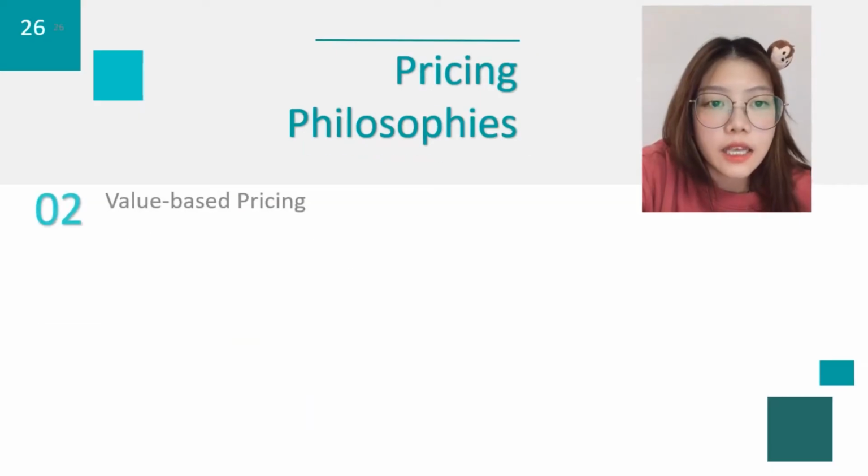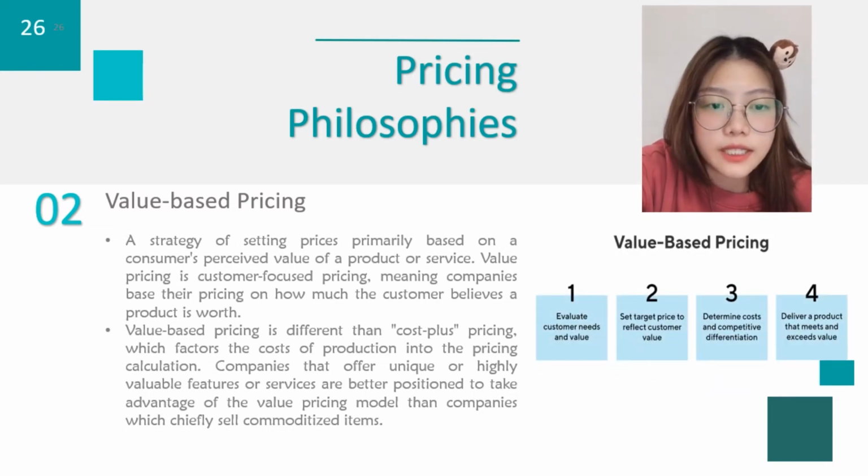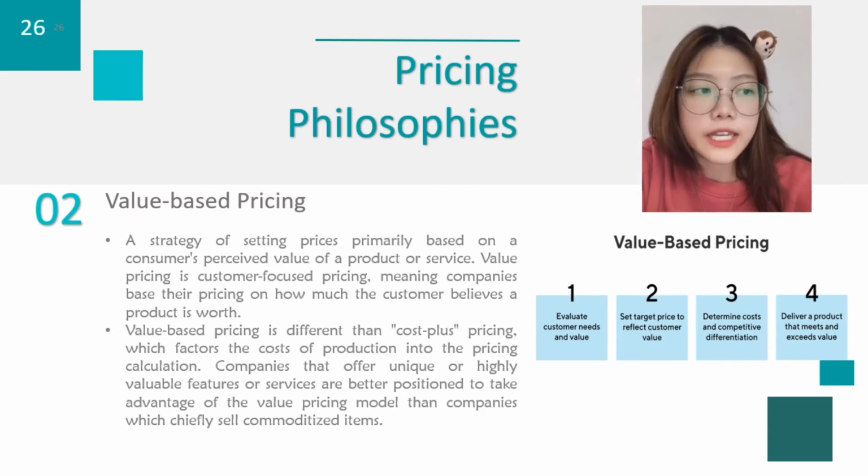The second is value-based pricing. It is different from cost-plus pricing, which factors the costs of production into the pricing calculation. Companies that offer unique or highly valuable features or services are better placed to take advantage of the value pricing model than companies which cheaply sell commodity items. And you can see this picture. It shows what value-based pricing is about.